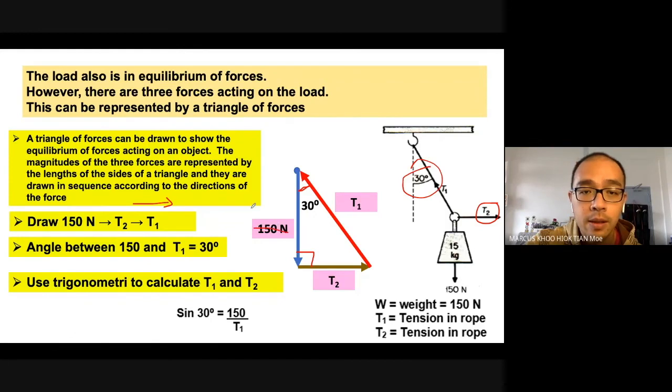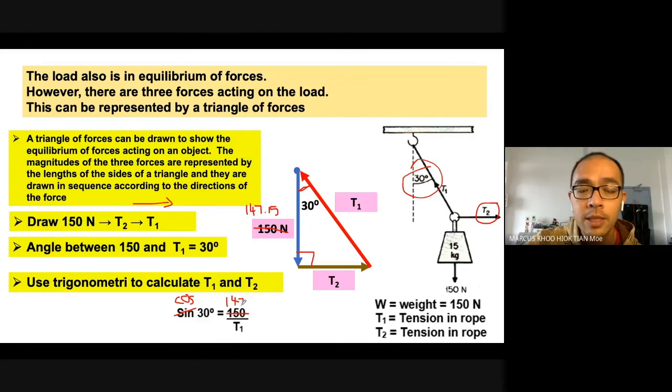Yeah. 147.15. So you find out that since the 30-degree angle is here, actually this should be cos 30. Okay, cos 30, because cos is 150 over T1, and not even 150, 147.15. Can somebody calculate T1 for me, please?